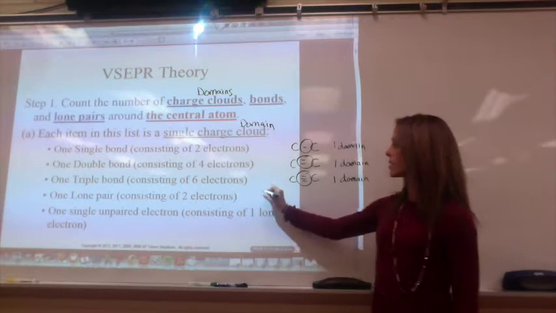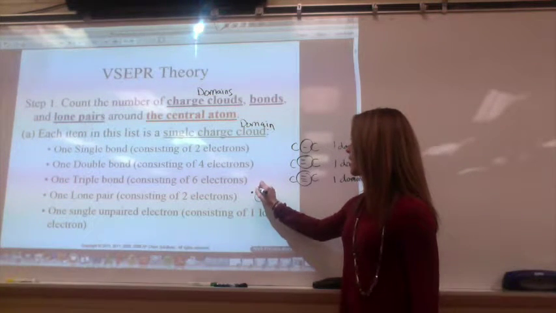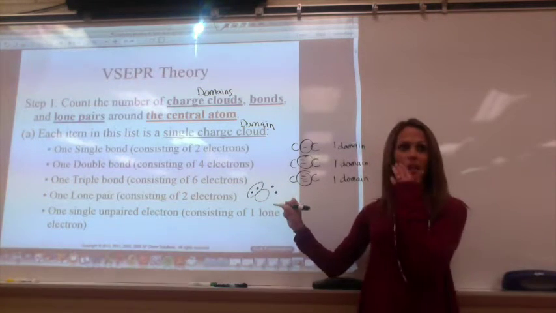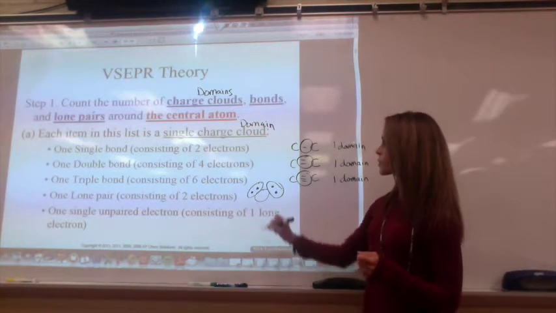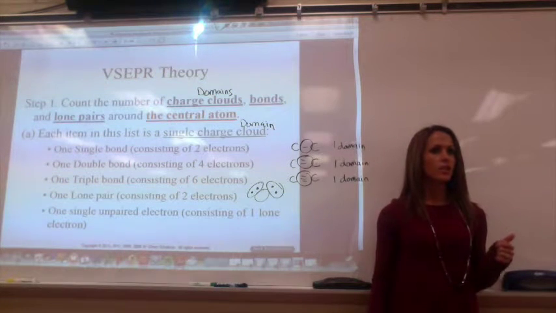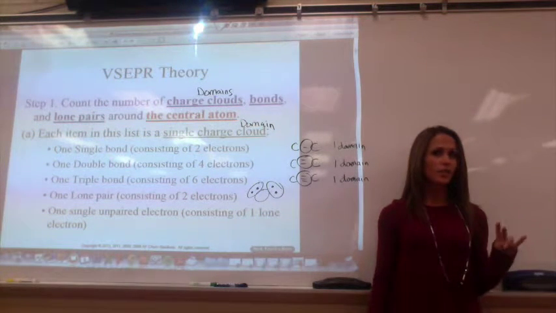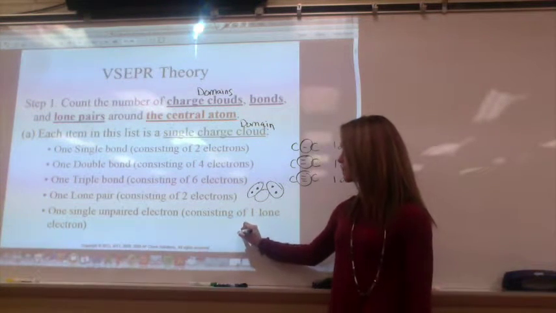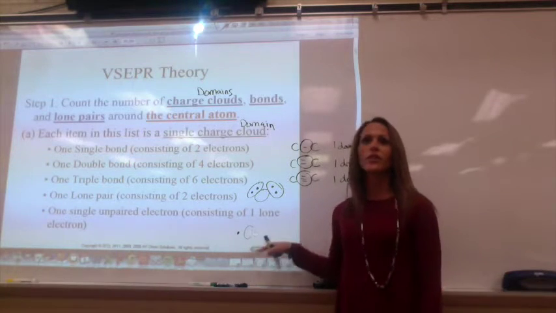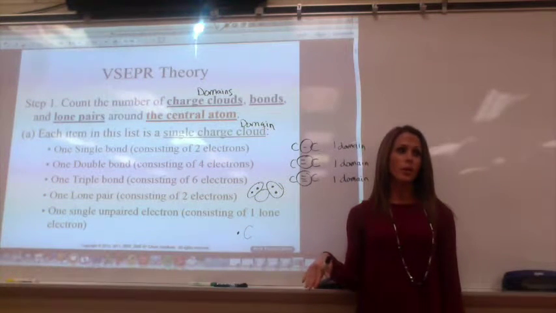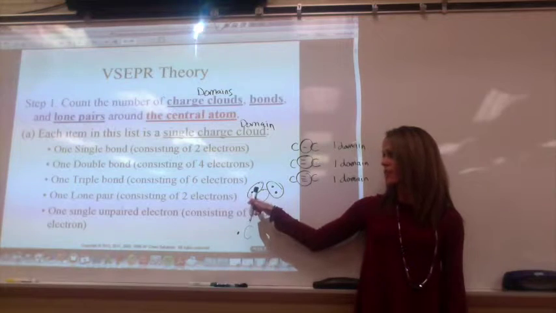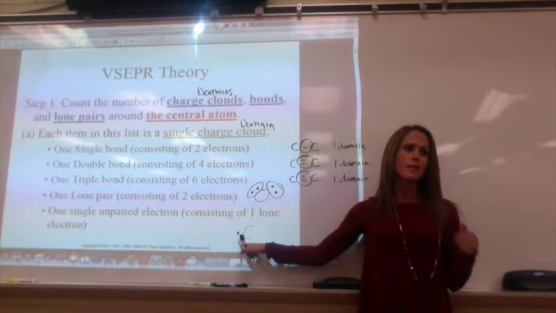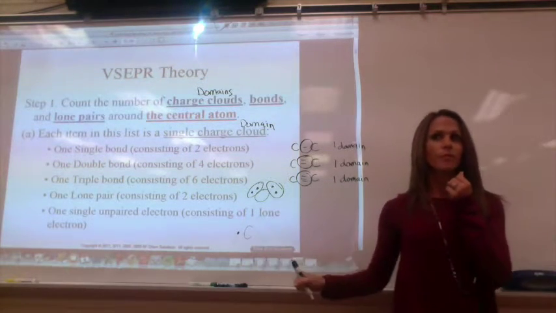And then a lone pair of electrons. If I have oxygen and I have 2 lone pairs of electrons, this counts as one domain. And then this counts as one domain. So how many domains are on that oxygen? 2 and not 4. Understand? And then this last one is talking about a single unpaired electron. This is called a radical. You will not see that in this course, okay? So you're not counting this as 1 and 2. This would just be one single domain, but you're not going to see that. It's just the rules for this. Any questions?